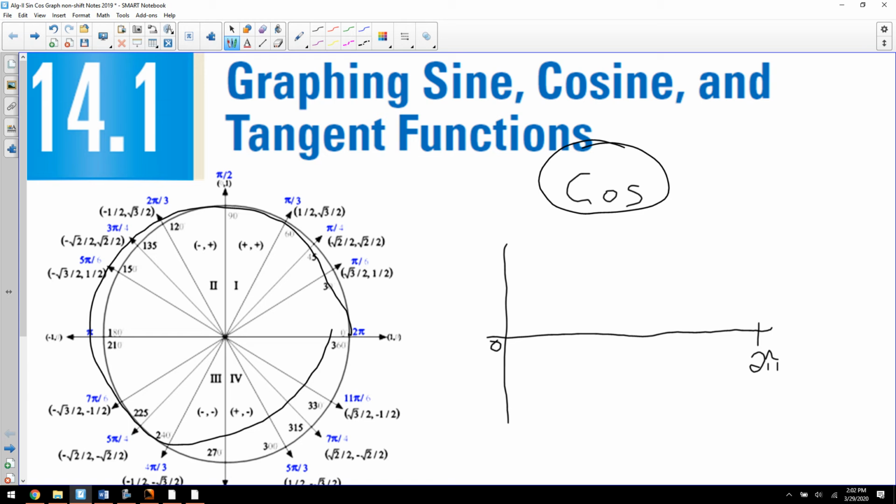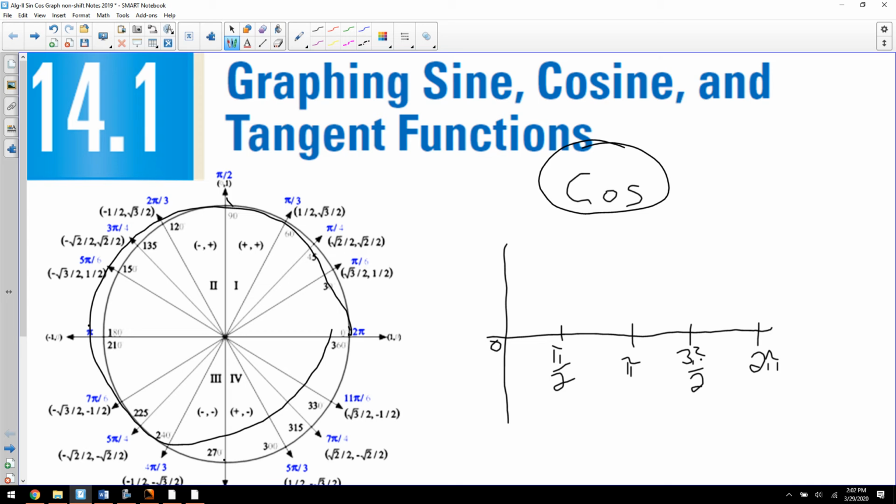From here, we know that halfway between 0 and 2 pi is pi, and halfway between that is pi over 2, and then this would be at 3 pi over 2. It's convenient that those wind up being all of our quadrantal parts as we go through. So this is how we get our generic idea of what cosine looks like.